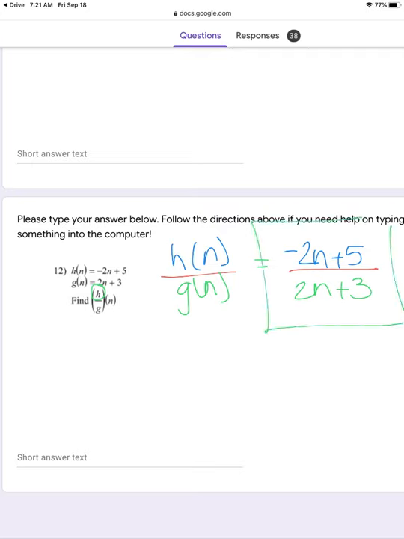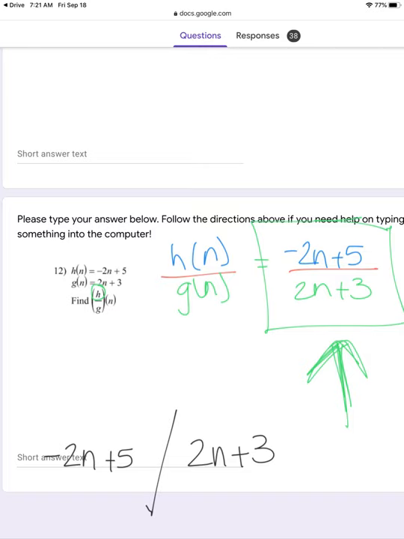Leave it. I saw some of you on your homework try and simplify it. I don't know if you're using photo math because I did not teach you that, okay? Leave it here. Leave it here, okay? And then how you would type this in would be negative 2n plus 5 slash 2n plus 3.